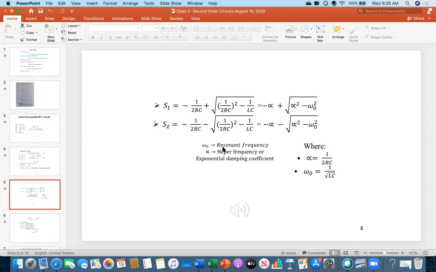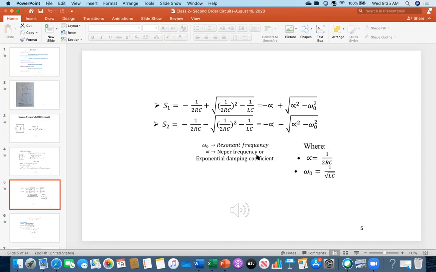Now here everybody see omega naught is 1 over root over LC. This is called resonant frequency. This is very important, this resonant frequency. In filter chapters, we will be extensively discussing the significance of this omega naught resonant frequency. Also sometimes it is called undamped natural frequency. And the unit is radian per second.